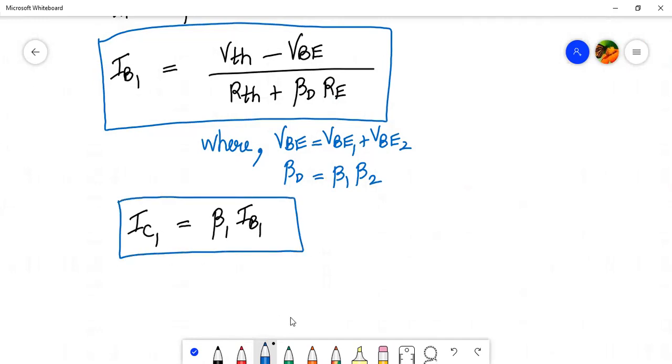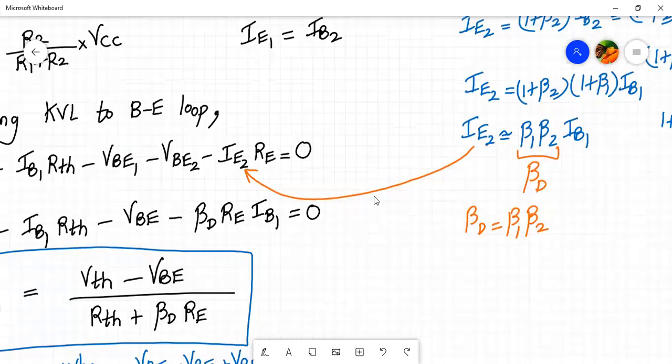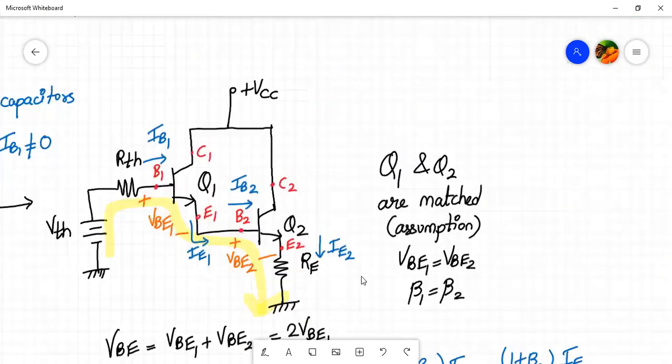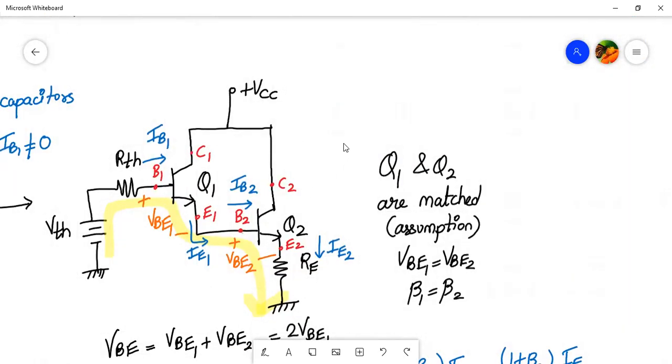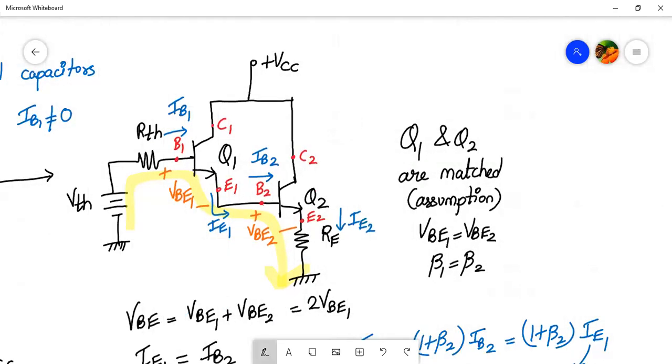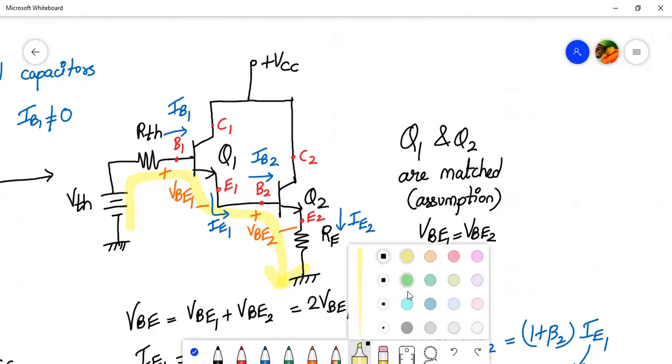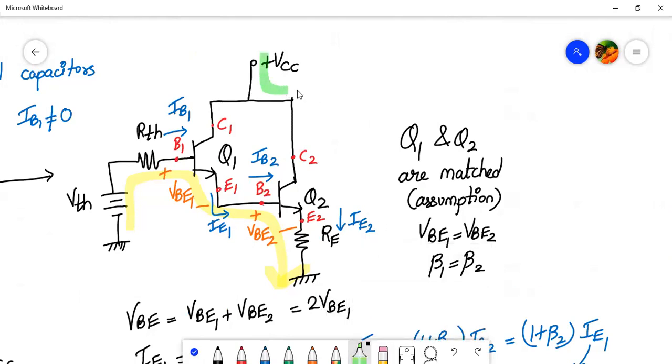And now, this is the Q point, right? ICQ is the Q point. Now we can apply the KVL to the output loop. Where is the output loop? Collector emitter loop. So let me show it to you with green color, my collector emitter loop. So over here, this is the collector to emitter loop.